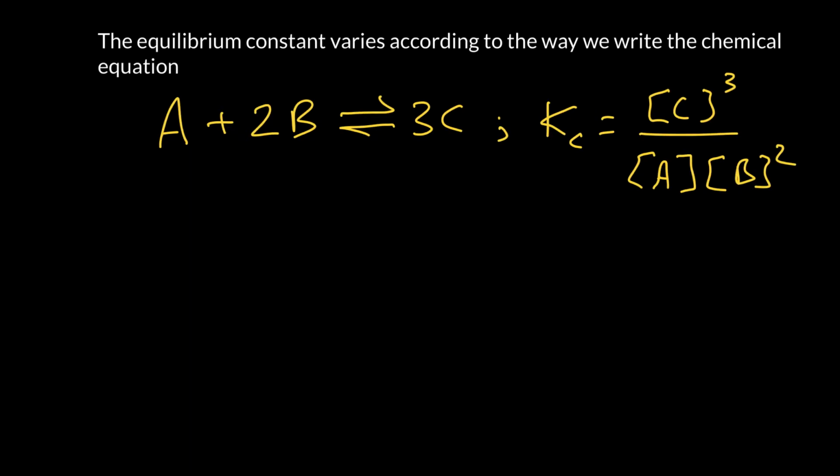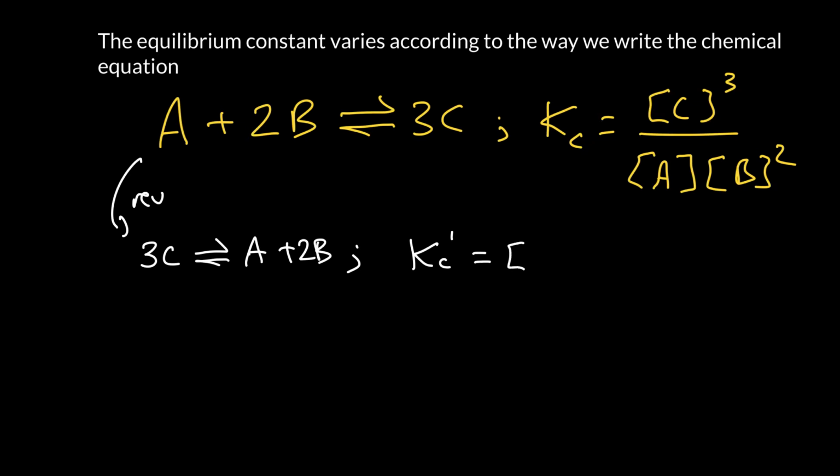And remember, we're just taking these coefficients and raising them to the powers in the equilibrium constant expression. Now, we can do a couple of things to this equilibrium to change it. For instance, we can reverse it. So we can write the reaction backwards. We can consider 3C in equilibrium with A and 2B. And that gives us a new equilibrium constant. We'll call it Kc prime.